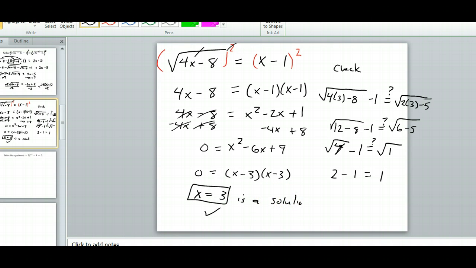But don't forget to check. You've got to check. Have to check.